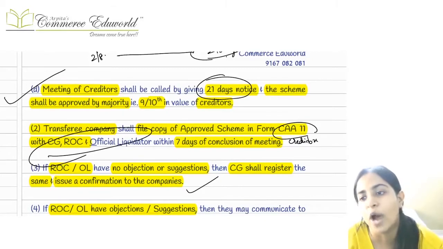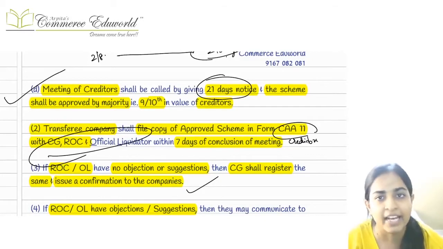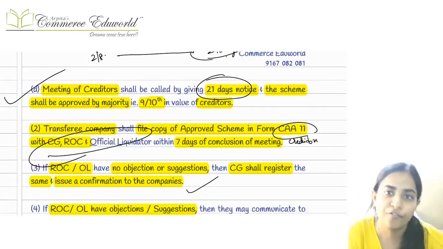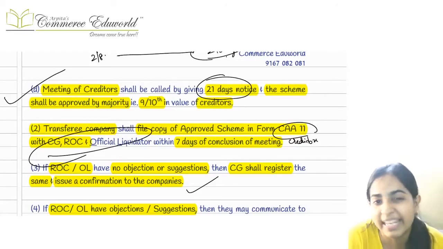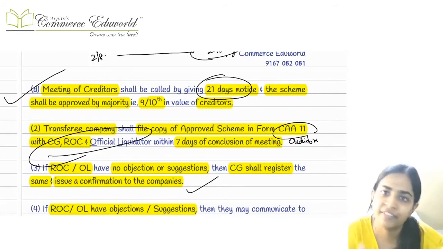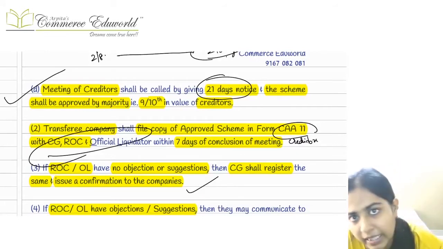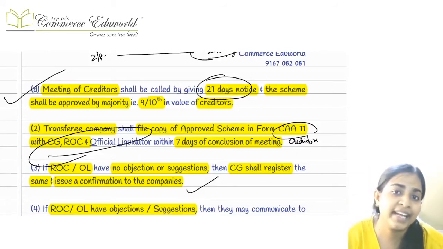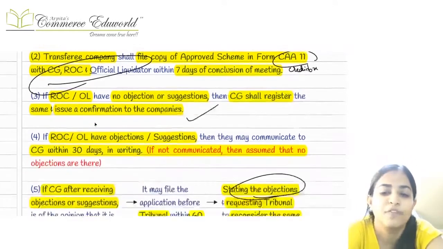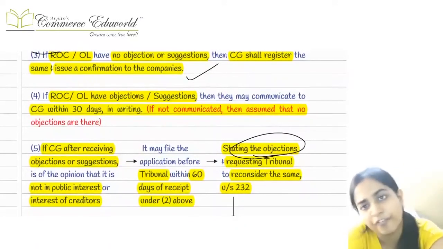After that, once the creditors meeting is done and it is approved, then within 7 days we are going to file this particular scheme with the CG, ROC and the official liquidator in form number CAA11. Okay, if ROC and the official liquidator are satisfied, then well and good, the scheme gets approved immediately. If they are not satisfied, then they can raise objections before the central government within a period of 30 days.